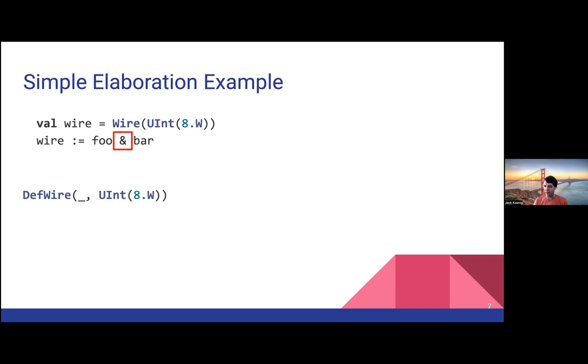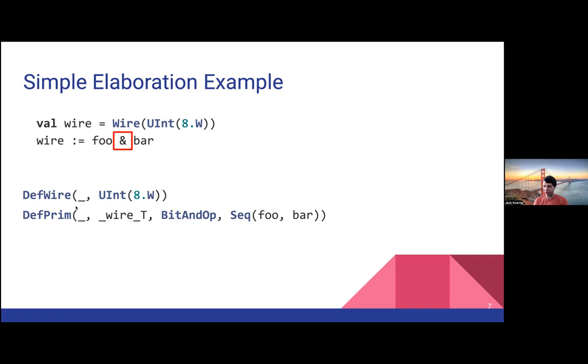When it sees that and, it pushes a primitive operation to that data structure, which is a bitwise and with its two arguments, foo and var. And it actually constructs a named wire, well, unnamed with the underscore at the beginning, but it will construct a node here for this primitive op, because all of this is done very eagerly. In the forward execution of this program, this is a function call that pushes this wire. Okay, it's assigned to a val.